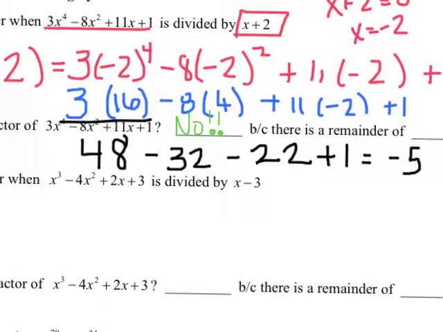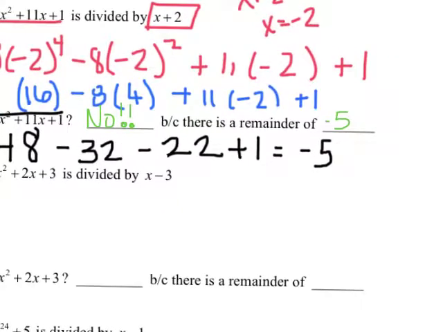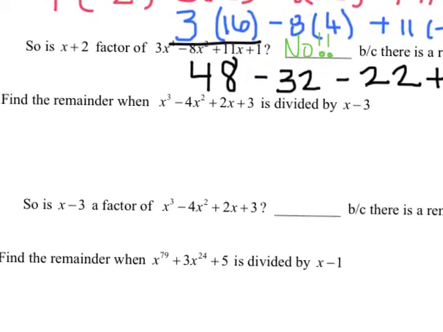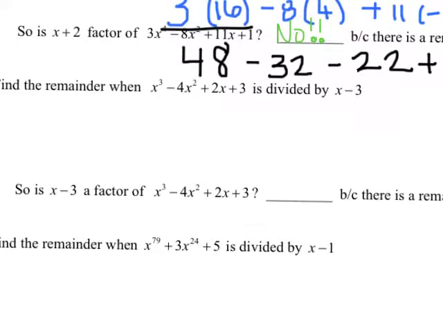And the reason is because there is a remainder of negative 5. Or really more importantly, the remainder is not equal to 0. Okay? All right, so why don't you pause the video, see if you can do B on your own, and then I'll go ahead and start.